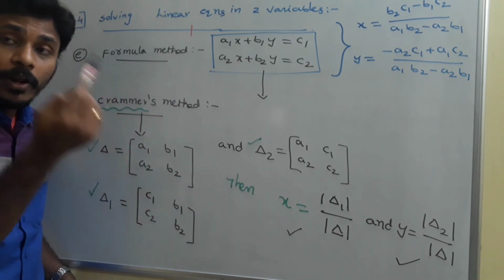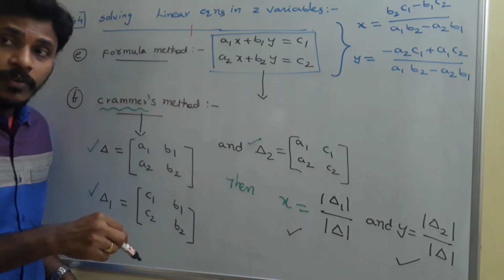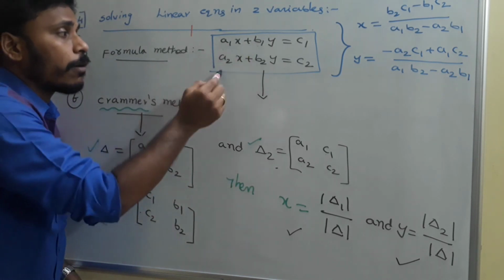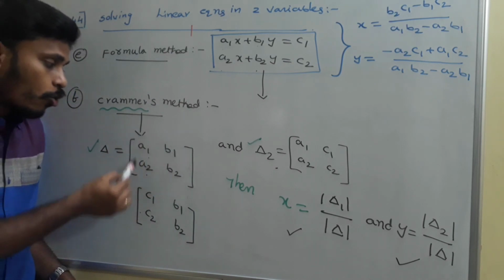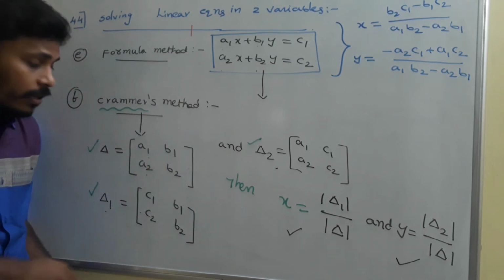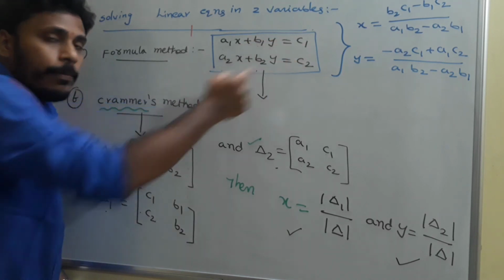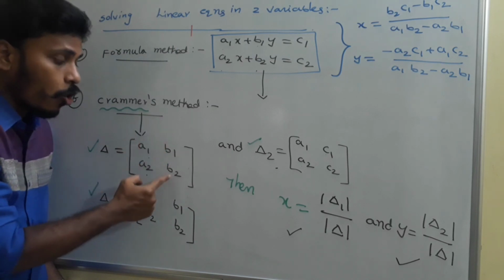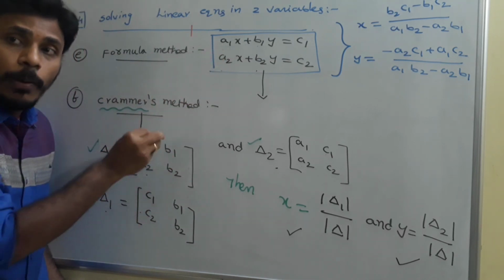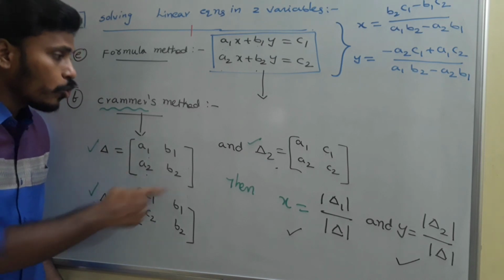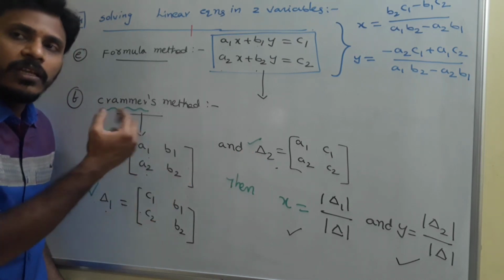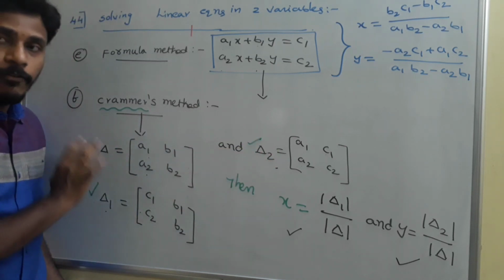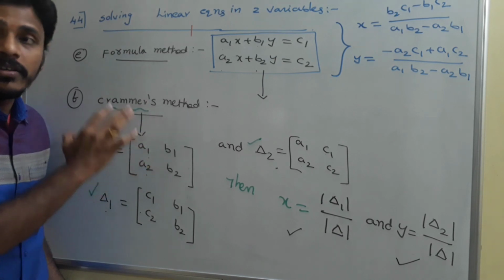Instead of memorizing those formulas, it is easier to memorize delta, delta 1 and delta 2. Delta is the coefficient matrix. Delta 1 is the coefficient matrix with the first column replaced by the constant elements. Delta 2 is the same coefficient matrix with the second column replaced by the constants. If you memorize that trick and can write delta, delta 1 and delta 2, then you can easily calculate the determinants, and from there the values of x and y. All these things are related to linear equations in 2 variables.